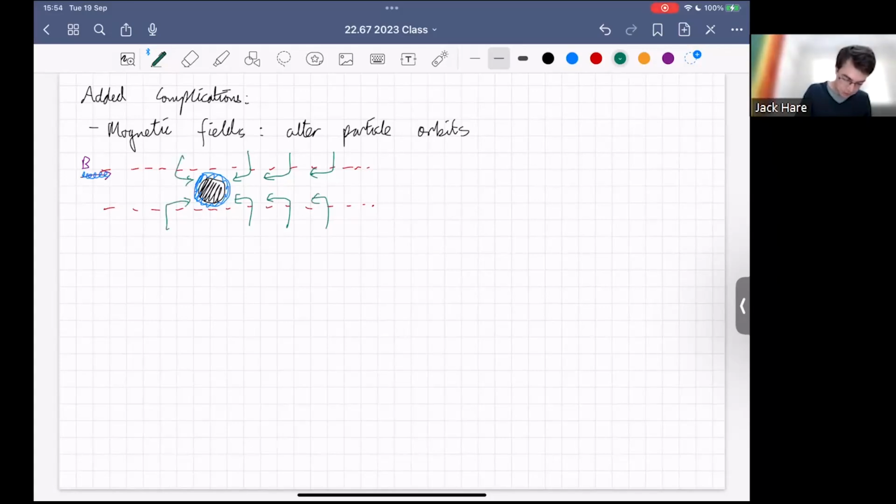So I've probably drawn too many lines, but this is the rough picture here. So this is the pre-sheath. This is the sheath. This is the probe.